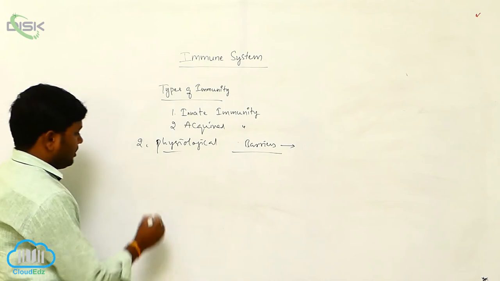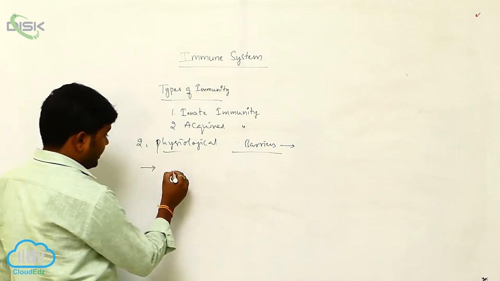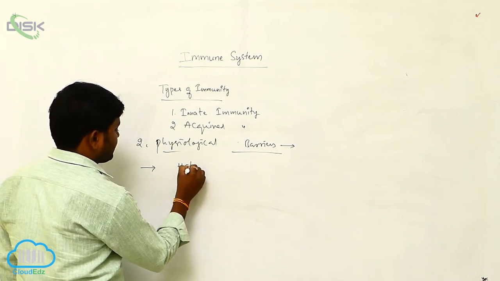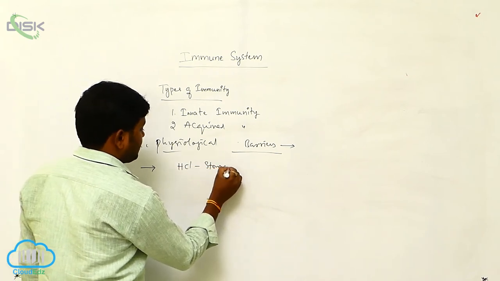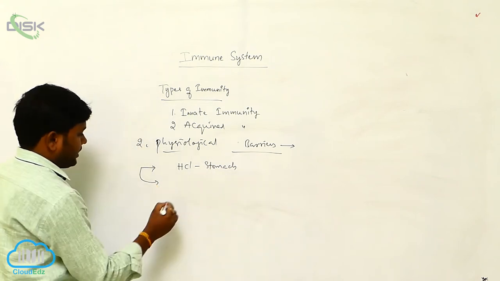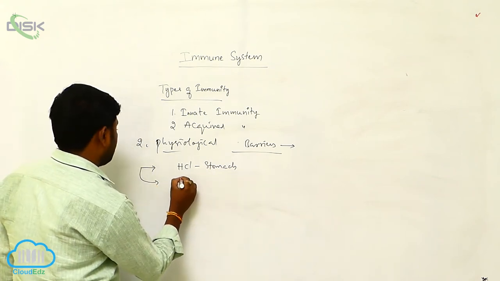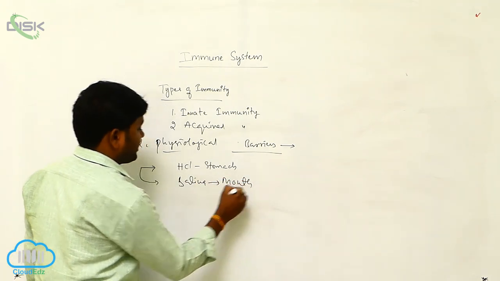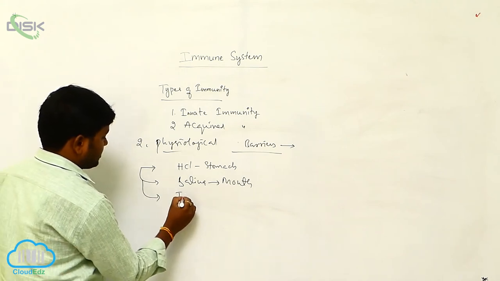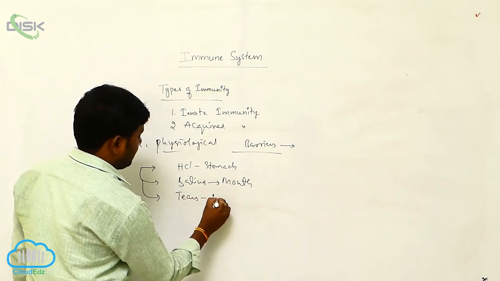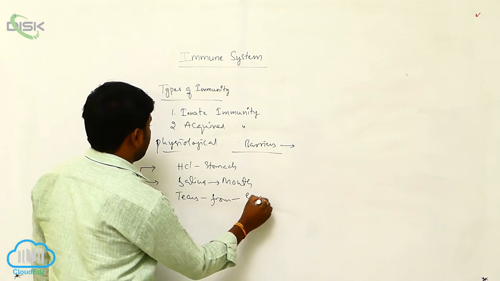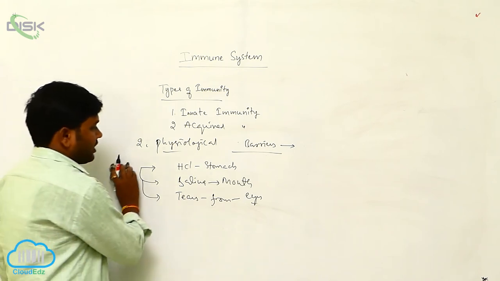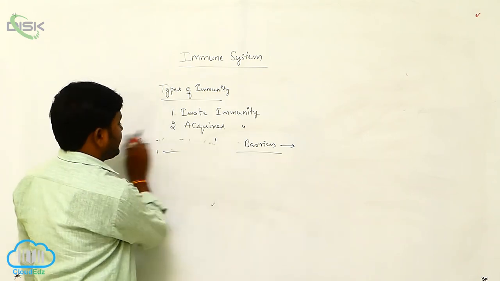Next, physiological barriers. The secretions of the body are generally HCl in the stomach, saliva in the mouth, and tears from the eyes. They are the barriers which prevent the entry of microorganisms.